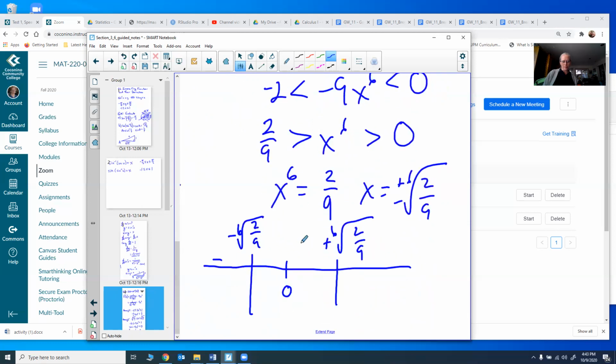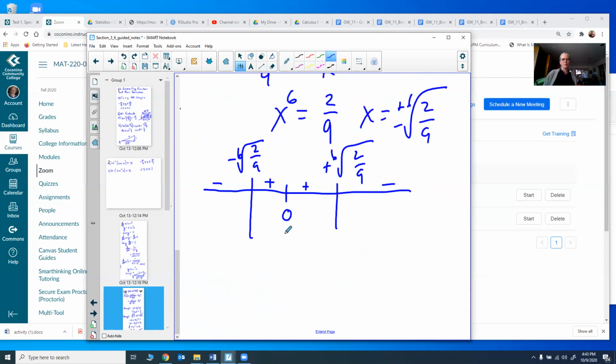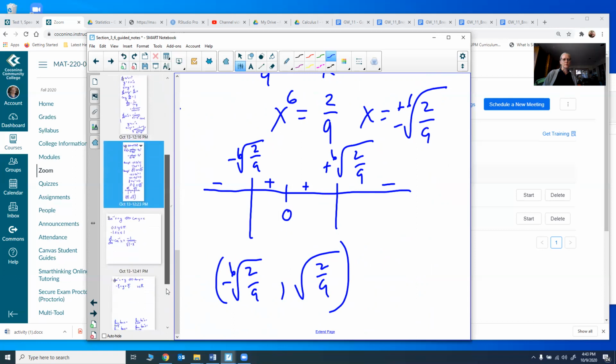If you pick a number between 0 and negative the 6th root of 2/9, you're going to get a number that's positive. If you take a number between 0 and positive the 6th root of 2/9, you're going to get positive again. If you take a number beyond that, you're going to get negative, if you put it into the equation that we're working with. So that means now that my domain is from negative the 6th root of 2/9 to positive the 6th root of 2/9. That's where that denominator would have been positive. And so there you have that information.